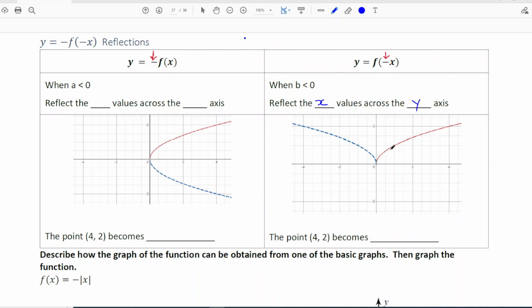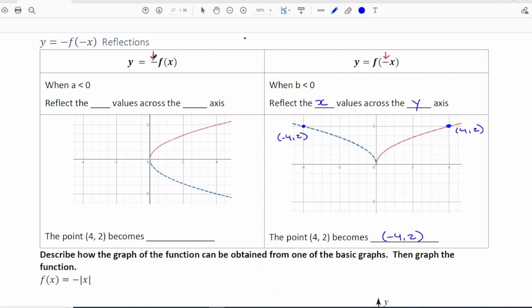So if you took a point here, like let's pick a point like 4, 2, and you make the x value negative, it's going to reflect the x value across the y-axis and give you a point at negative 4, 2.